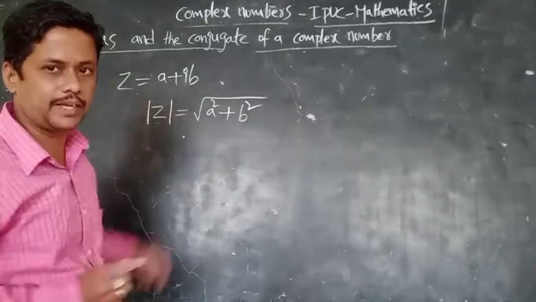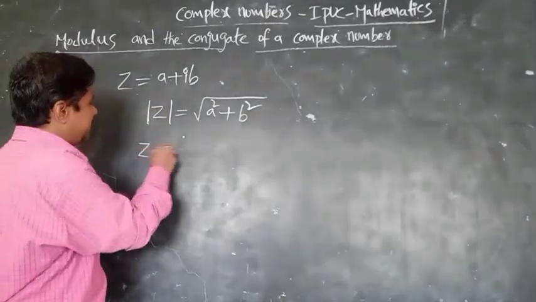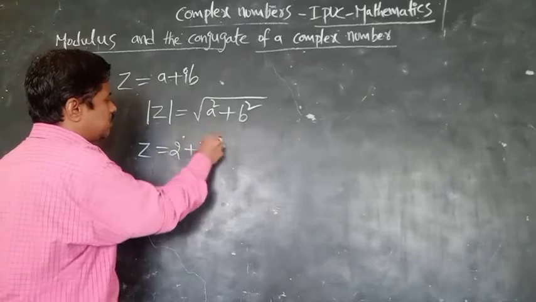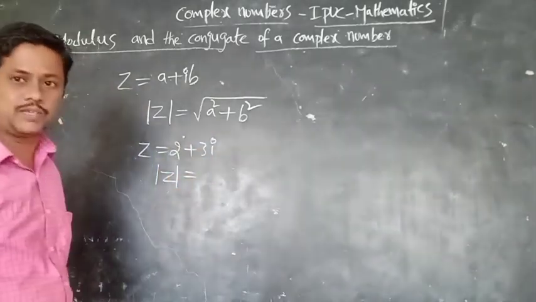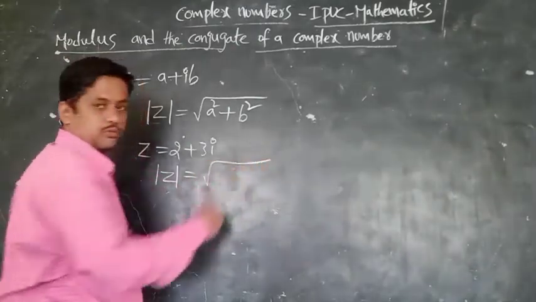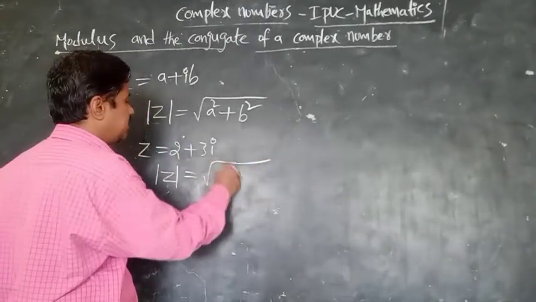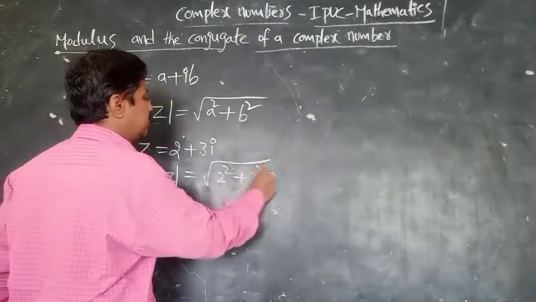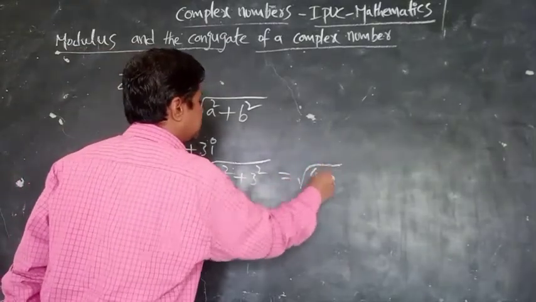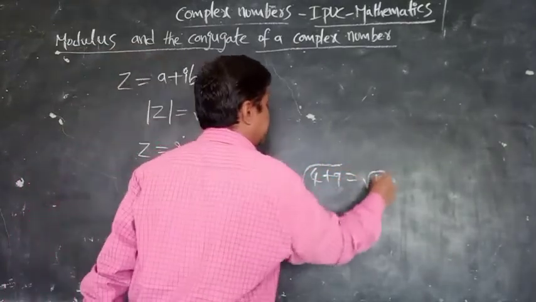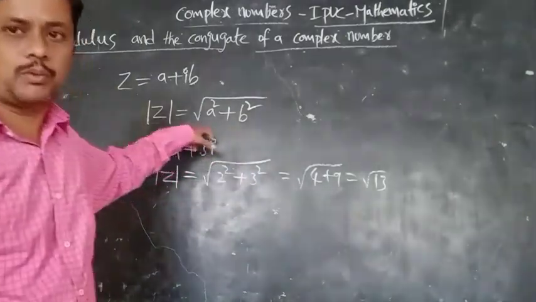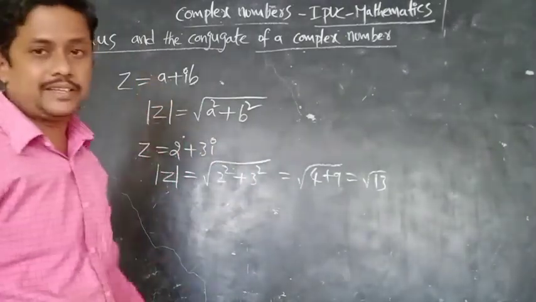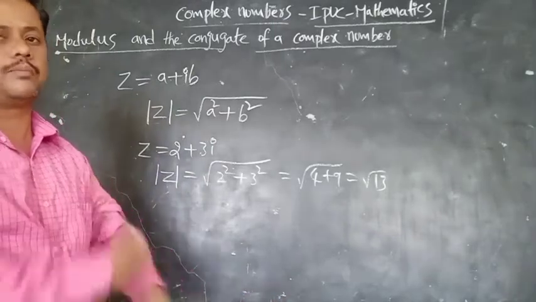One example I will see. If z is equal to 2 plus 3i, tell me what is the modulus of z? Modulus of z is equal to root of 2 square plus 3 square, which is 4 plus 9, equal to root 13. Like that we have to simplify. Very easy problem. So like that modulus can be represented.